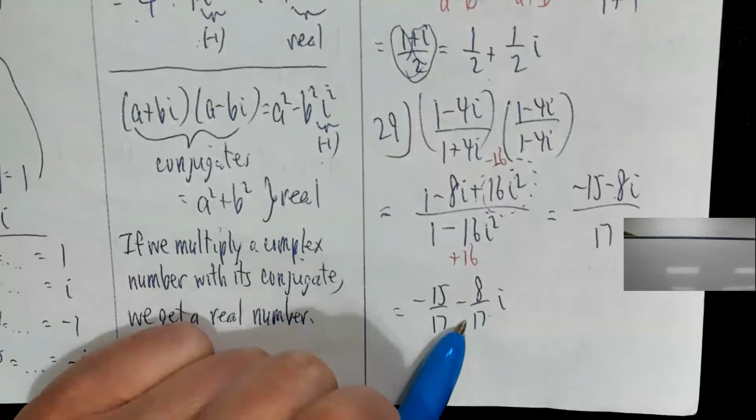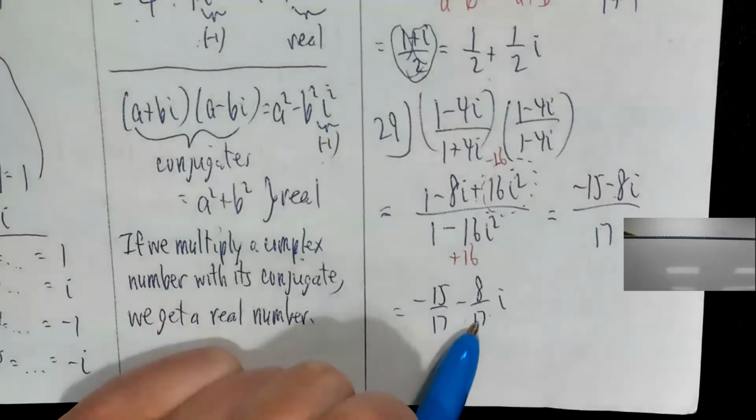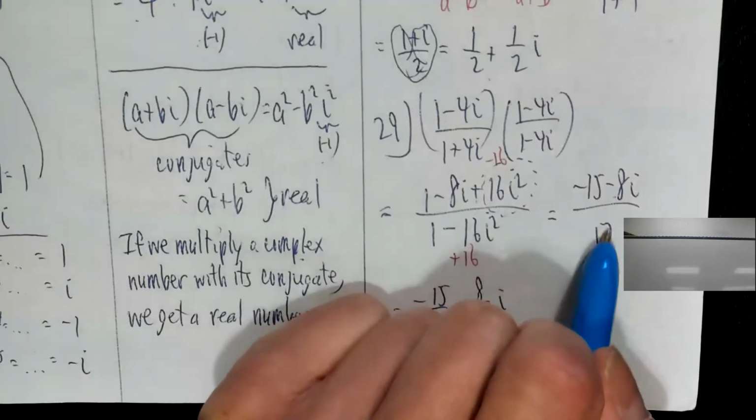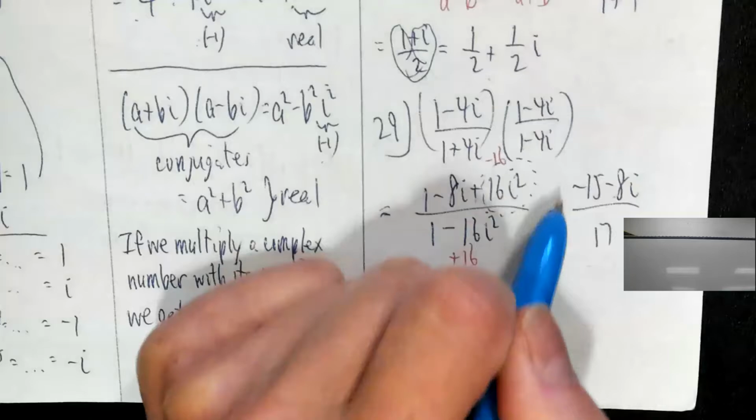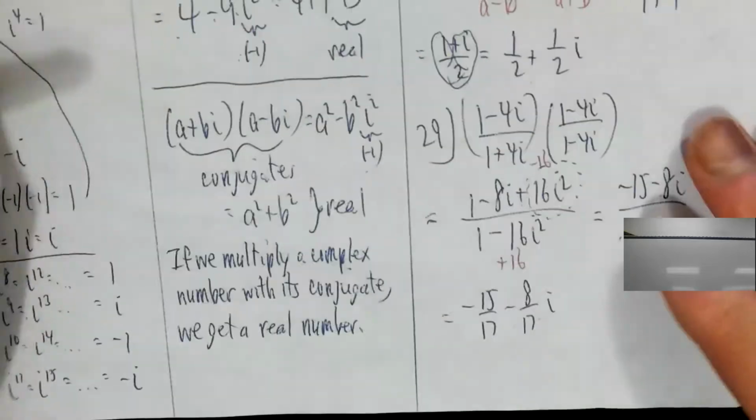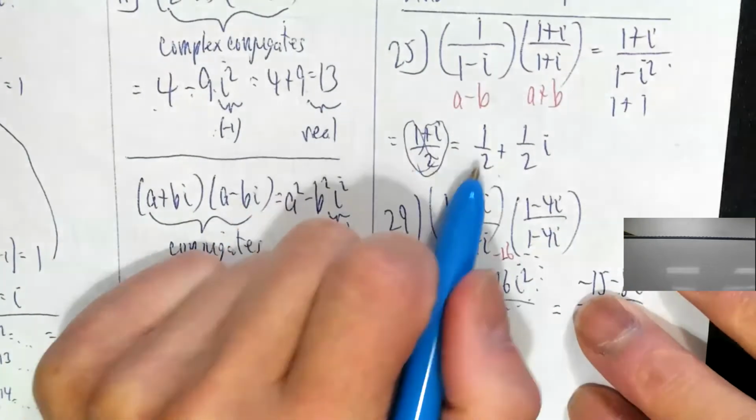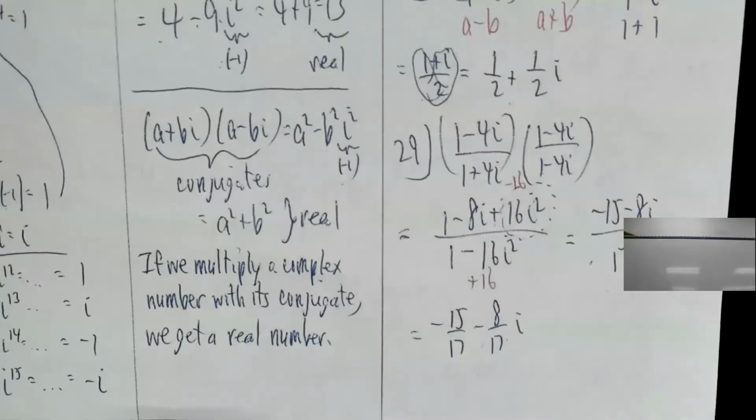Okay, so to write the final answer, it's real part and then imaginary part. So if you ever get an answer that looks like this, just split it into 2. Just divide that by 17, divide that by 17. Just like over here, right? Divide by 2, divide by 2. And there we go.